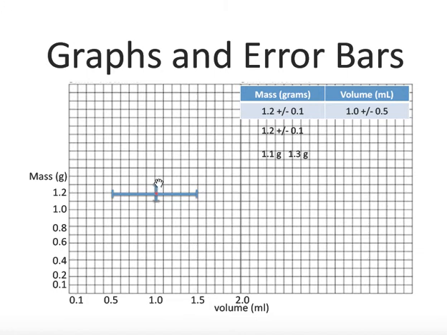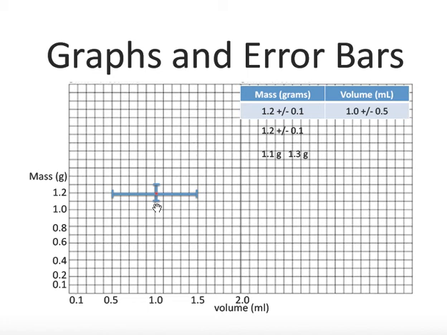Once again, I create two other lines. Those lines can be very small. And there's our error bar for the first data point. And you would do this for all the other data points in the graph.